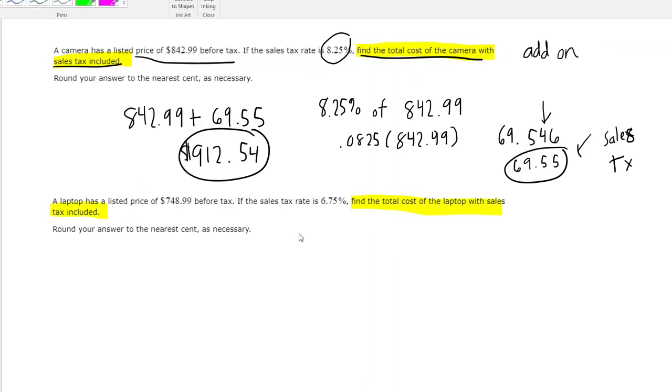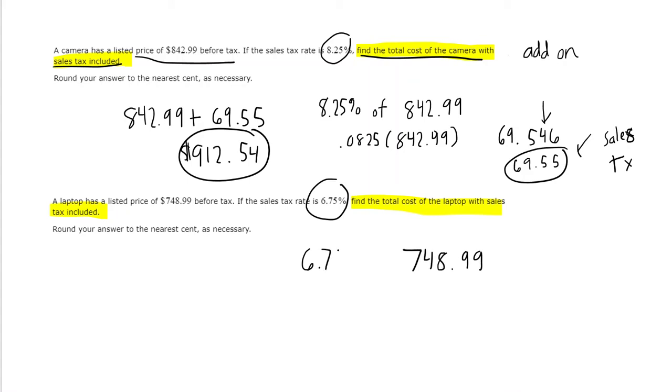In order to do that, we actually need to figure out how much we're going to pay in sales tax. So we take our list price, $748.99, and our sales tax rate is 6.75%. So we figure out what 6.75% of $748.99 is. We change the 6.75% from a percent to a decimal by dividing by 100. So if you take 6.75 and divide by 100, you get 0.0675. And you know that you can also just move the decimal to the left 2 places.